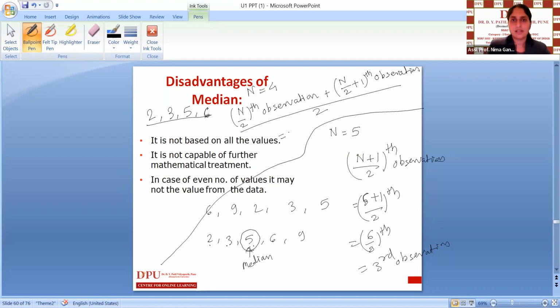Right? N by 2 is the 4 by 2th observation plus the 4 by 2 plus 1th. So don't get confused here. You have to do this calculation first to find the observations. So the second plus the third observation divided by 2 is your median. Second observation is 3, third observation is 5, divided by 2. Your answer is 8 by 2, which is 4.